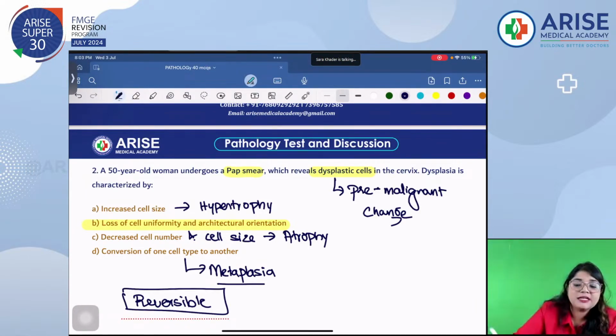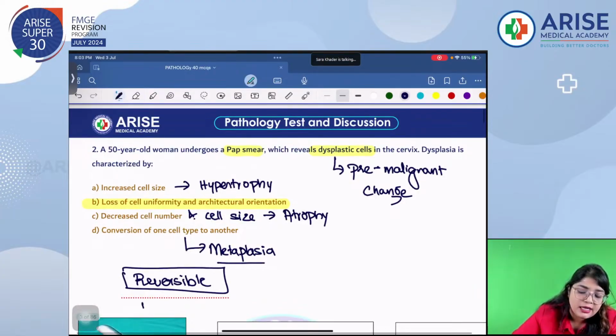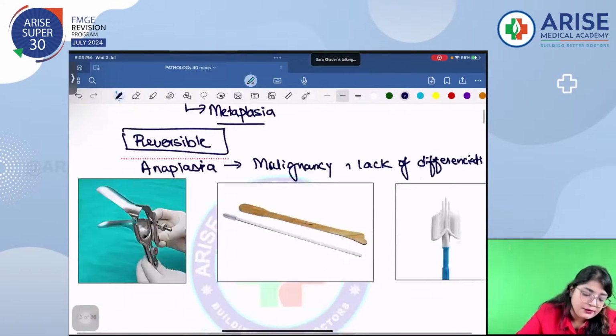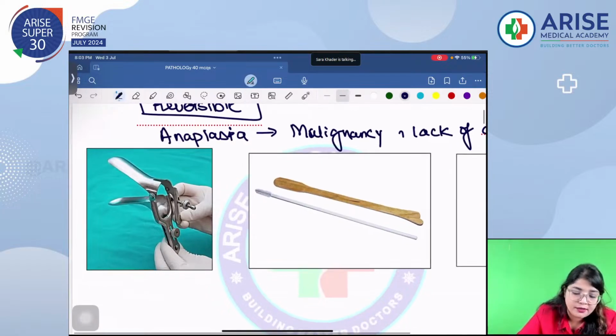And what happens after dysplasia? Yes, definitely, anaplasia takes place, where anaplasia is the hallmark of malignancy, where there is a lack of differentiation. Okay, very good. Yes, metaplasia is 100% reversible.